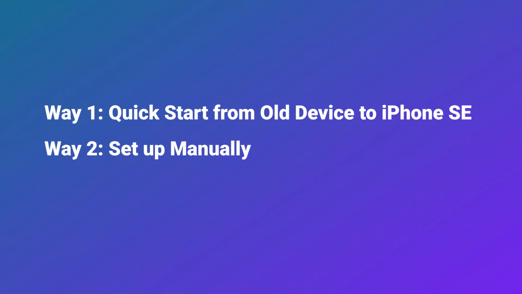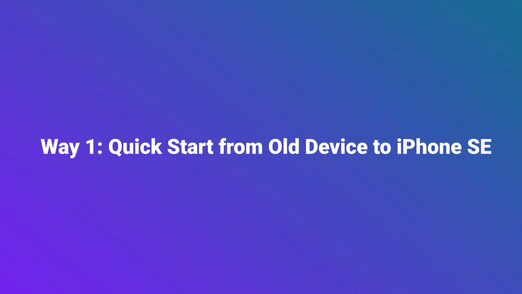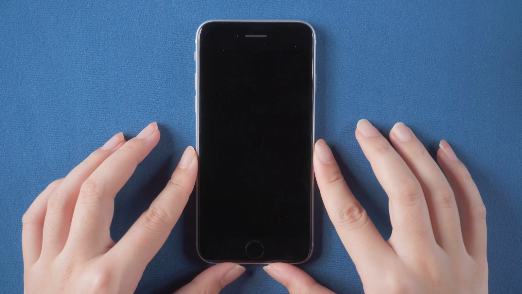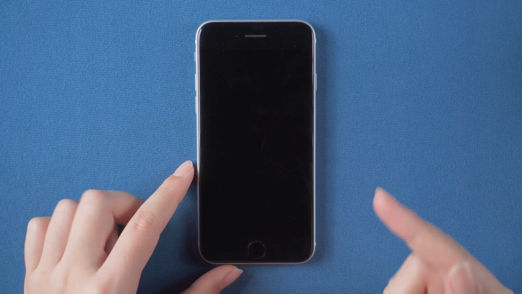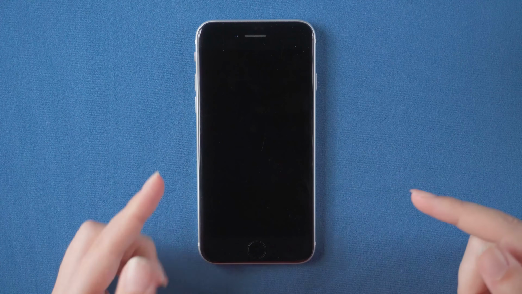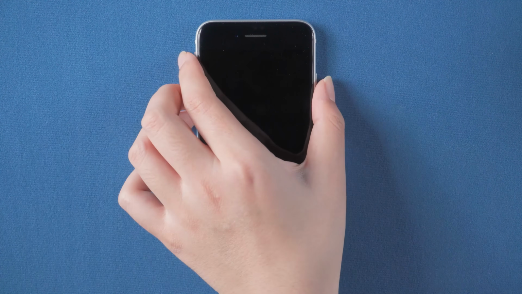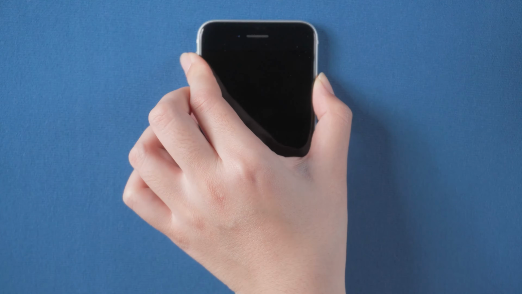So, let's dive in. Way 1. Quick start from old device to iPhone SE. In this part, I will show you how to transfer data from your old device to your iPhone SE using the quick start. First of all, we start to power on your iPhone SE. Just press and hold the side button until you see the Apple logo.